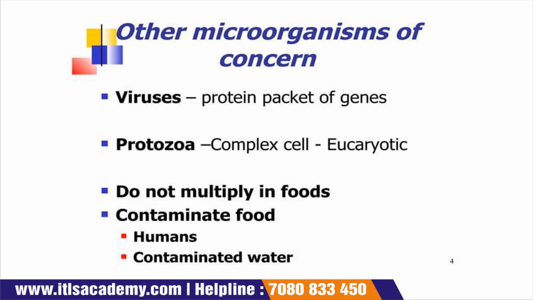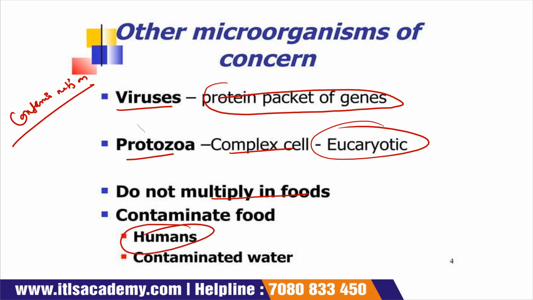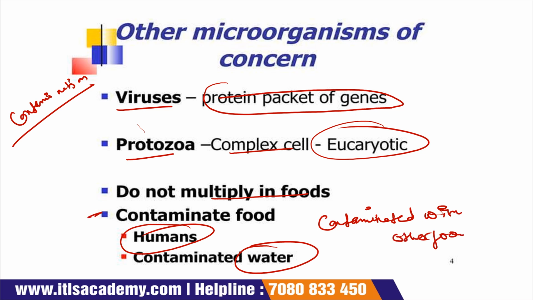Other types of microorganisms which may also be of concern are viruses and protozoa. Viruses are protein packets of genes. Protozoa are complex eukaryotic cells. Viruses and protozoa do not multiply in the food, but they reach the food through contamination. Either they are contaminated from humans, from water, or from other food. They all come under cross contamination.